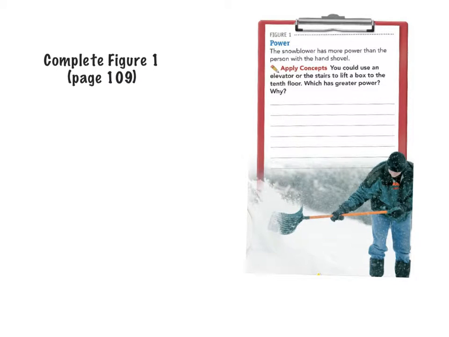The snowblower has more power than the person with the hand shovel. You could use an elevator or the stairs to lift a box to the 10th floor. Which has greater power? Why? An elevator has more power than you taking the stairs because it can lift the box faster.